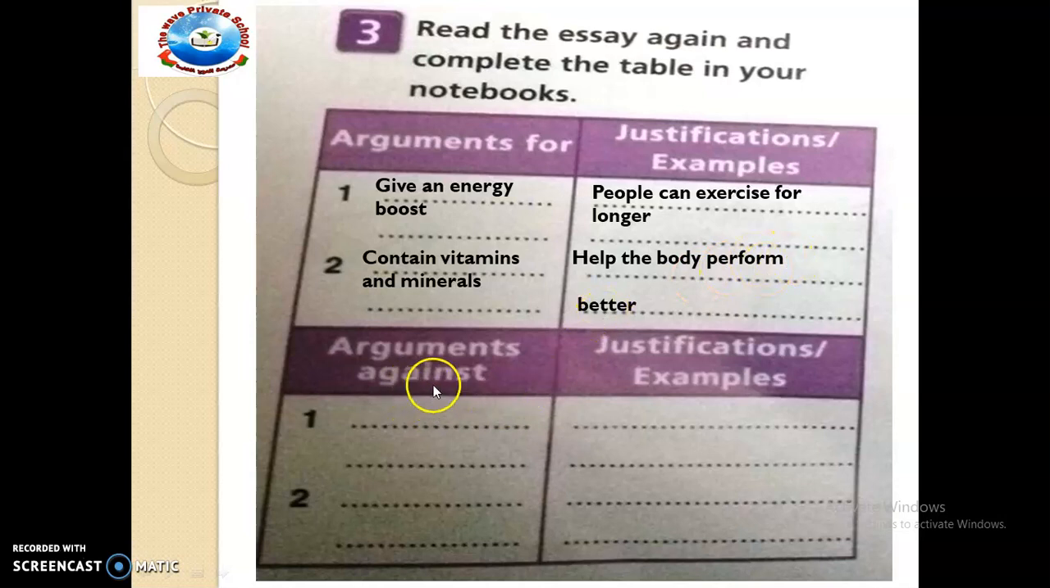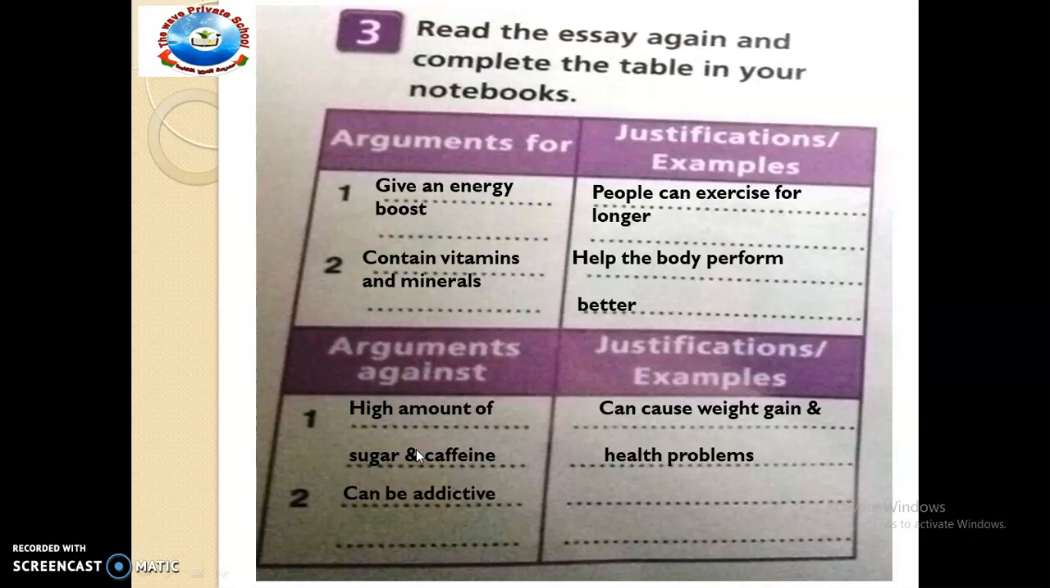Now the person arguing against says it has high amount of sugar and caffeine. And this is his justification. It can cause weight gain and health problem. And number 2 says it can be addictive. If you take it regularly, you can become addicted to it. So what is the justification? It can lead to headache and mood swing.